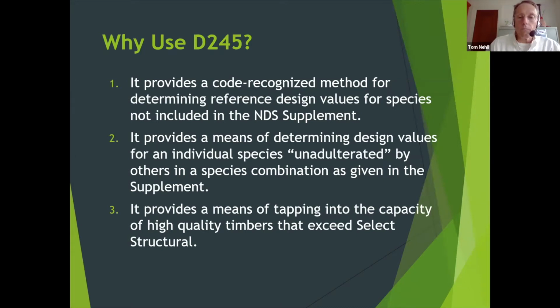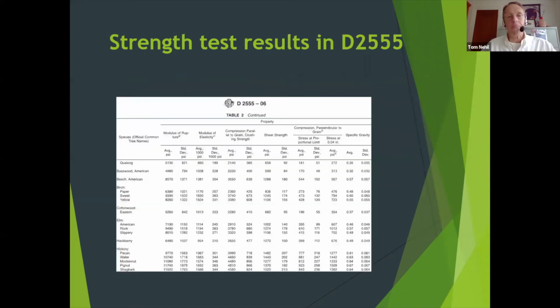So that's pretty handy. And then really very significant in a lot of old industrial buildings is where we have high quality timbers, southern pine or Doug fir, that are better than select structural. We can develop allowable stresses that are in turn better than the values in the book for select structural. So we can get more bang for our buck this way.